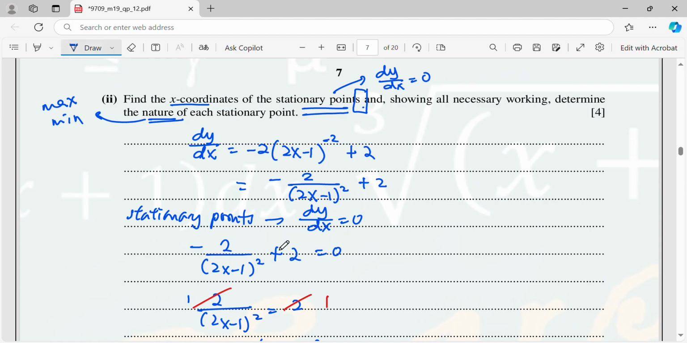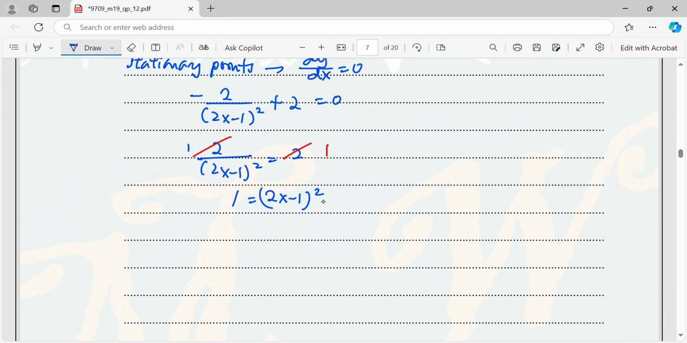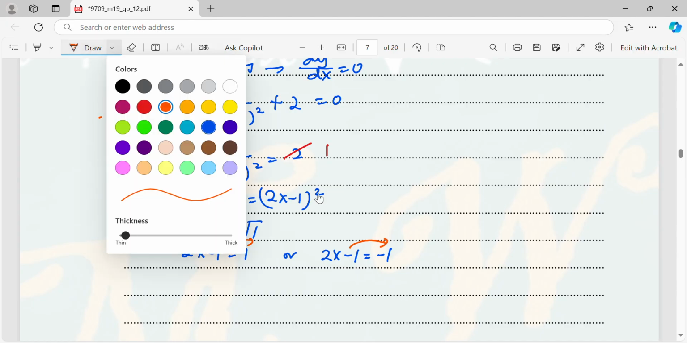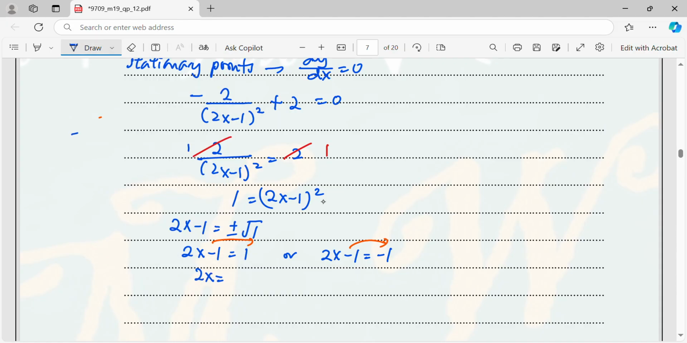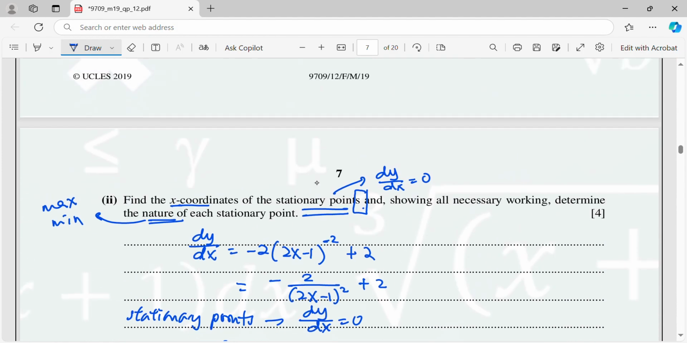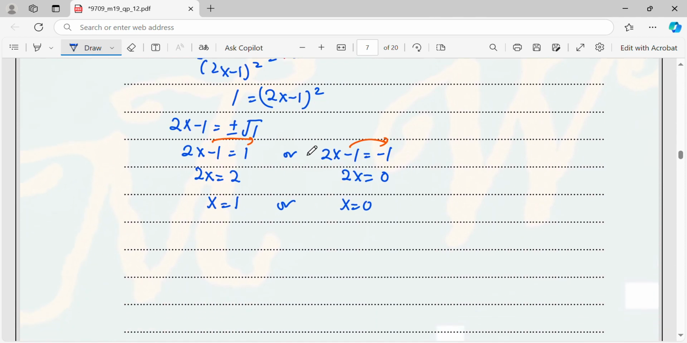Or another option is you just move the square to the other side, because plus minus square root. Therefore, it's plus minus square root of 1. So I will be getting 2x minus 1 is plus 1 or 2x minus 1 is minus 1. So the minus 1 moves to the right side for both cases. The first is 2x equals 1 plus 1, which is 2. Or the next one is 2x equals 0. Then here I get two x values. As requested in the question, just find the x-coordinates. So we have done the x.